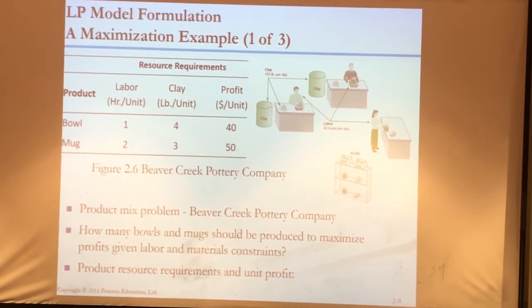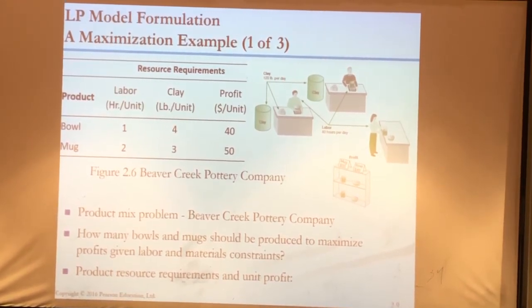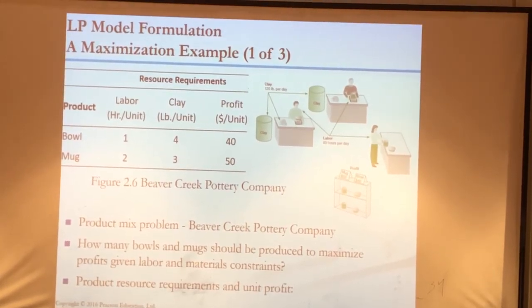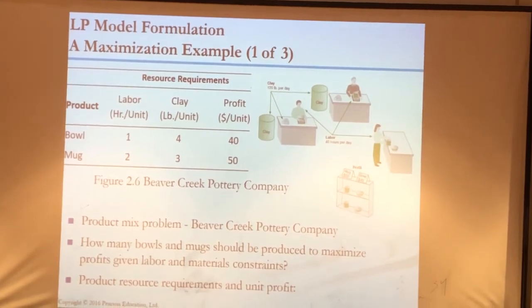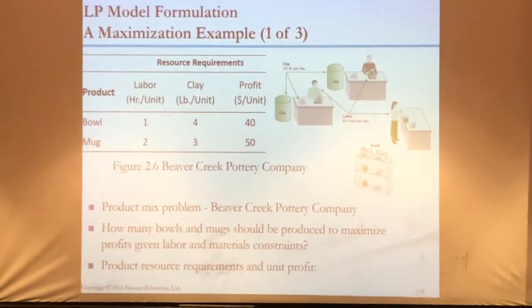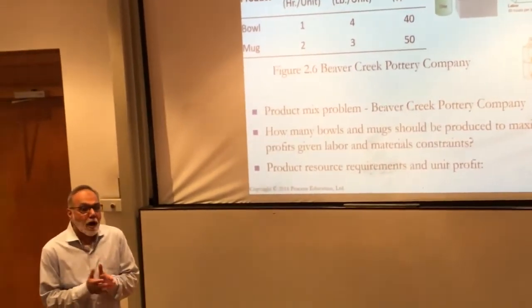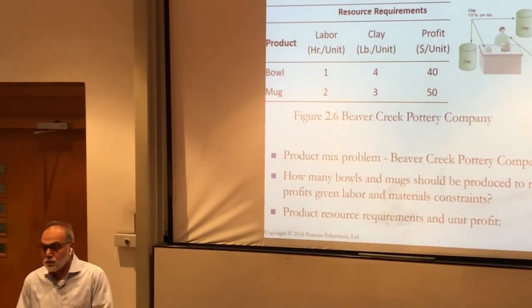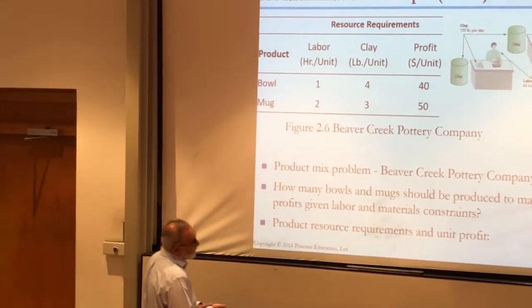So this is the product resource requirement and unit profit. The objective is to maximize the profit. So what do you think? What are our decision variables in this one? Yeah, the decision variables are how many bowls to make and how many mugs to produce to maximize the profit. These are our decision variables.